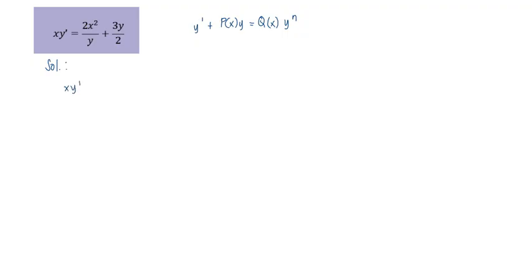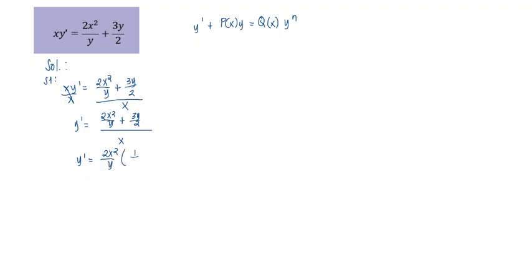So xy prime for step 1 is equal to 2x squared over y plus 3y over 2. I'm going to divide both sides by x. So it would let me cancel the x and isolate only y prime. So y prime would now be equal to 2x squared over y plus 3y over 2, divided by x. And then it can also be represented as 2x squared over y times 1 over x plus 3y over 2 times 1 over x. And then as you can see, we could actually cancel this out. Now we would be just left with y prime is equal to 2x over y plus 3y over 2x.